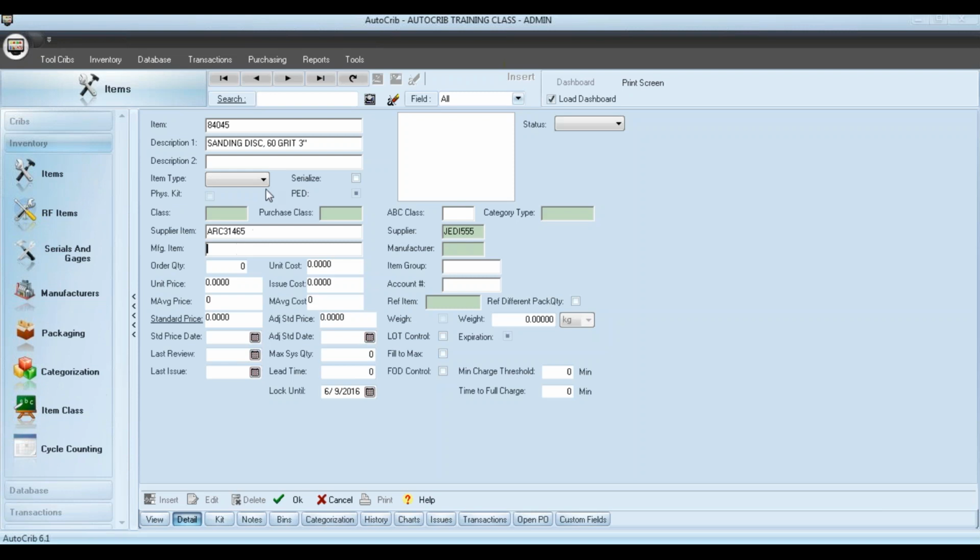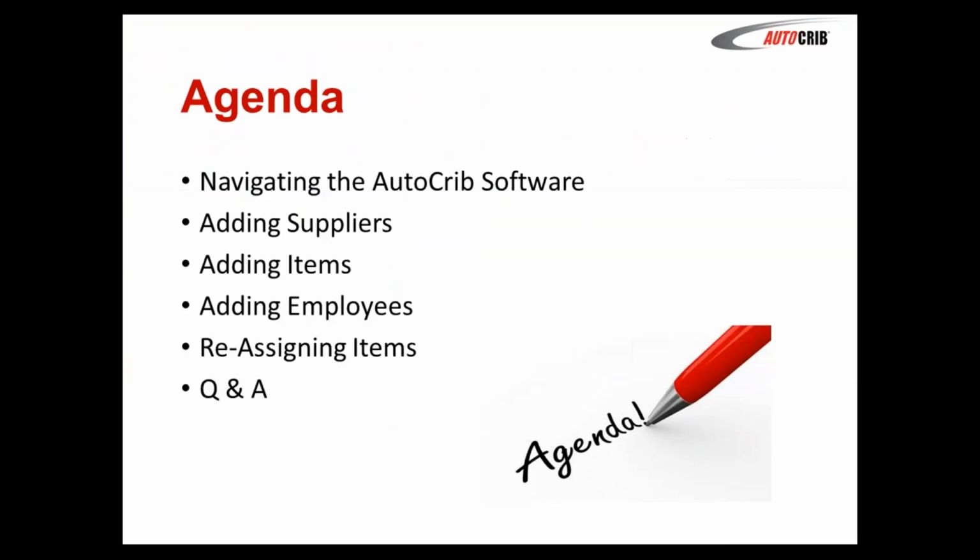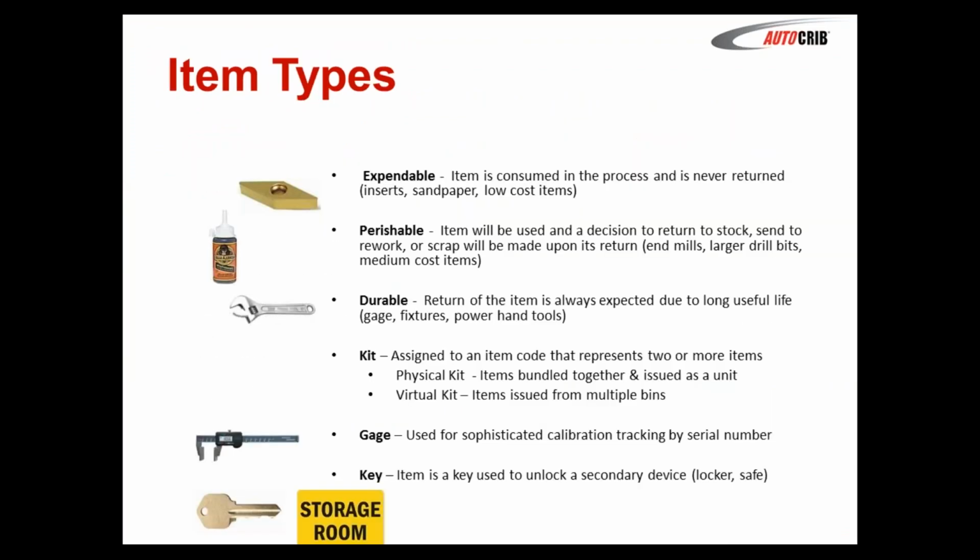Okay. And then I would need to indicate my item type. So there are different item types that you can choose from. The first type is expendable. An expendable item is consumed in the process and never returned to the machine. Some examples of expendable items are inserts, sandpaper, and other low-cost items.